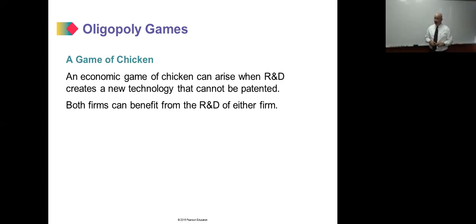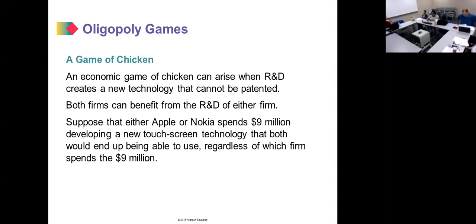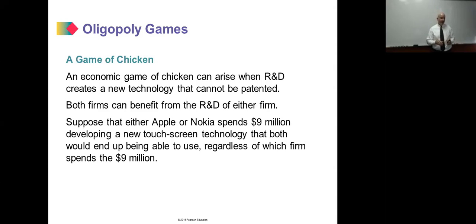But now let's just assume that our government said they were not going to allow them to patent that technology. What would they do? All right, so let's go through an example of Apple and Nokia. Funny seeing Nokia up here right now. Suppose that either Apple or Nokia spends $9 million developing new screen touch technology that both would end up being able to use regardless of which firm spends the $9 million.